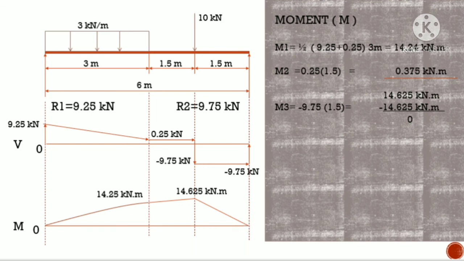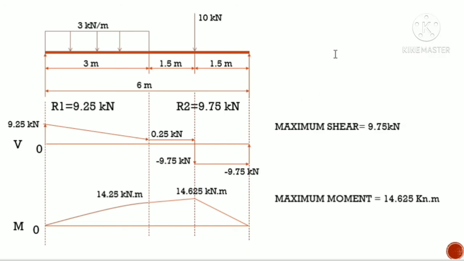Okay? So, yan po. So, therefore, our maximum shear is 9.75. Nasa R2 siya. Okay? Itong mga negative signs, hindi ibig sabihin nga negative ang kanyang effect. Okay? So, kumbaga, location lang ng diagram. Kung saan siya, no? Or direction. Okay? Kung saan siya nakalocate. And our maximum moment is, napansin niyo, no? 14.625.